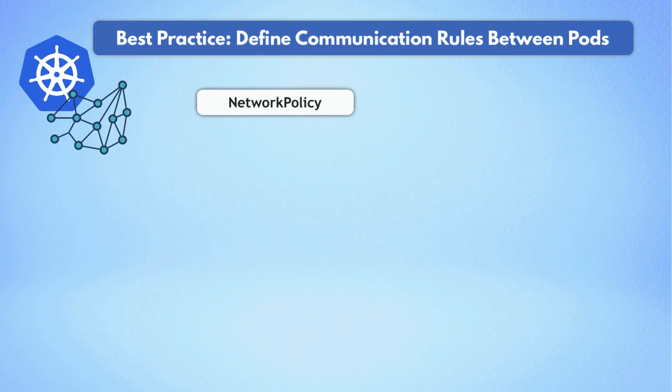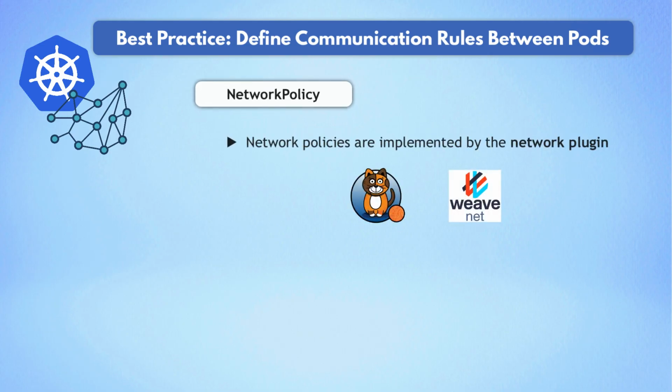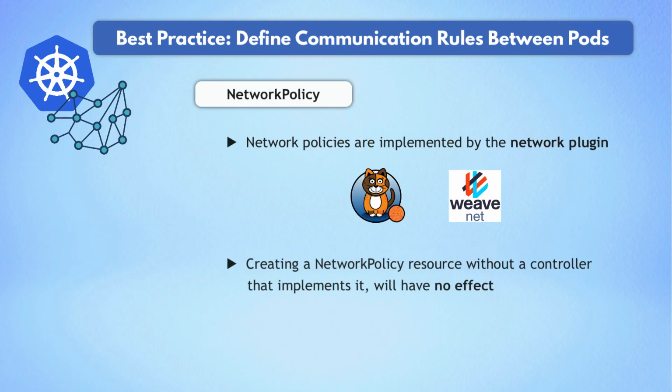And also note that network policy resource itself is actually implemented by a Kubernetes network plugin like Calico or Weave, etc., that you deploy in the cluster.